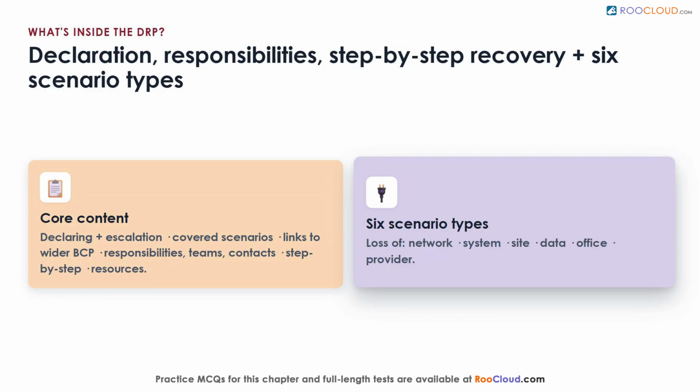It names who is responsible for each function. It lists recovery teams, contacts, and step-by-step procedures. And it identifies the resources needed to recover and keep running. The scenarios are familiar. Loss of network, a key system, the processing site, data, an office, or a provider. Keep that section short, but always plan for the worst-case timing.